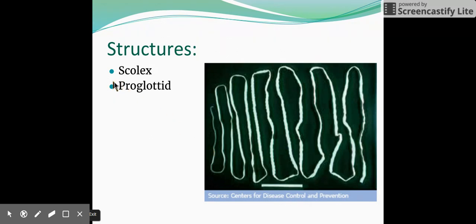There are two structures that make up a tapeworm. One, there is only one of, the scolex. There's only one scolex on a tapeworm. The rest of the tapeworm is made of little structures called proglottids. And the way the proglottids look actually gives tapeworm its name. And so let me talk about that a little bit.